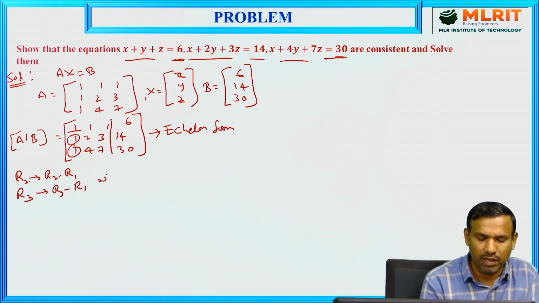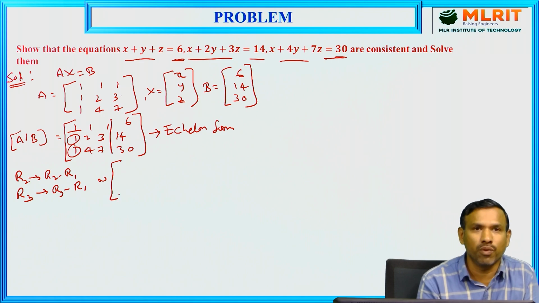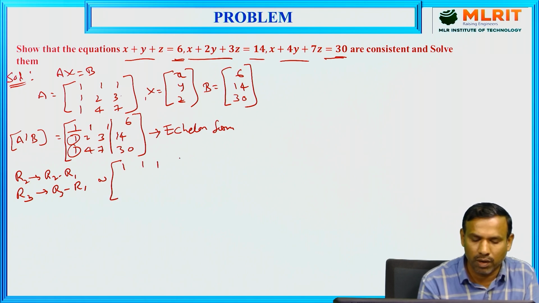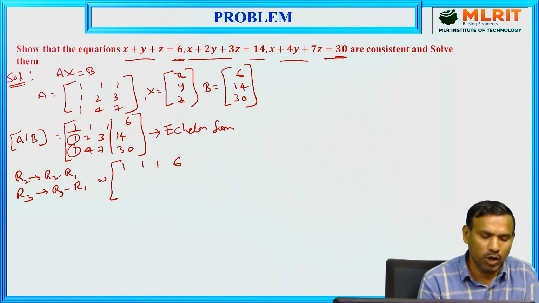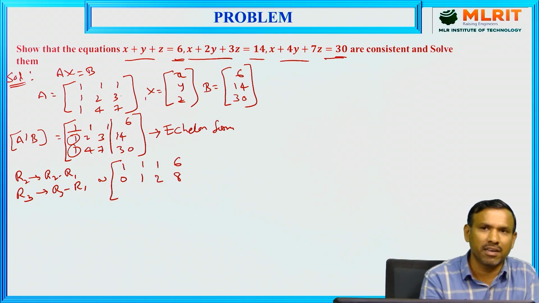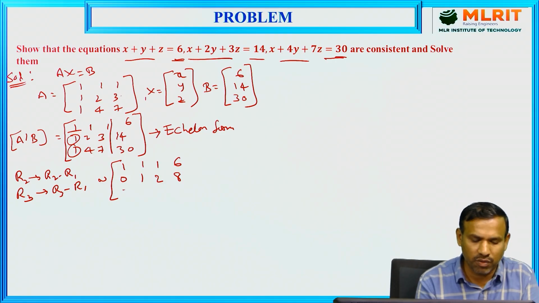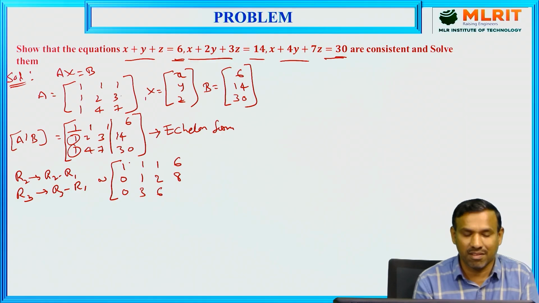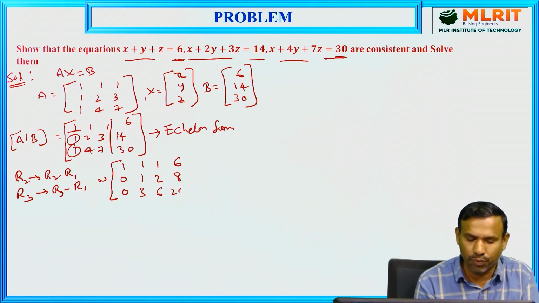So A by B is equivalent to, first row we are not doing any change: 1, 1, 1, 6. Second row, R2 minus R1: 1 minus 1, 0; 2 minus 1, 1; 3 minus 1, 2; 14 minus 6, that is 8. R3 minus R1, subtract the corresponding elements: 1 minus 1, 0; 4 minus 1, 3; 7 minus 1, 6; 30 minus 6, which is equal to 24.